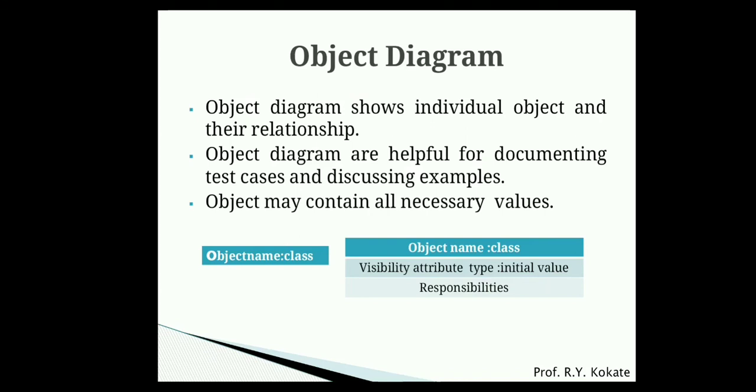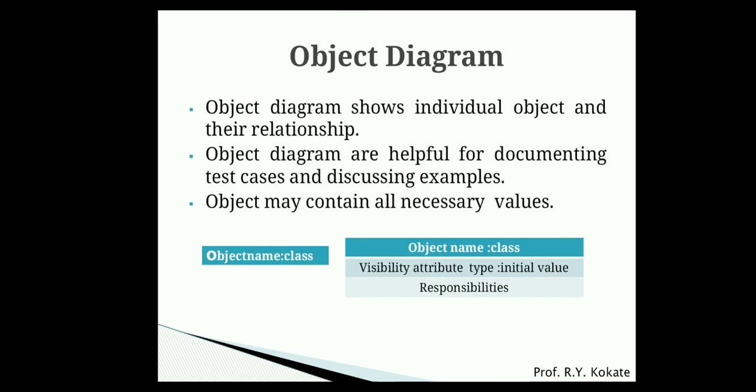How to draw the object diagram or notation of object diagram? First method is here, write down the name of the object colon and name of the class. This is our first method. Second method contains the object name colon class. In second section we write down the visibility and attribute type. That means attribute of the class with their visibility colon initial value. Here we pass some values. And last section contains the responsibility. Responsibility again is an optional part.